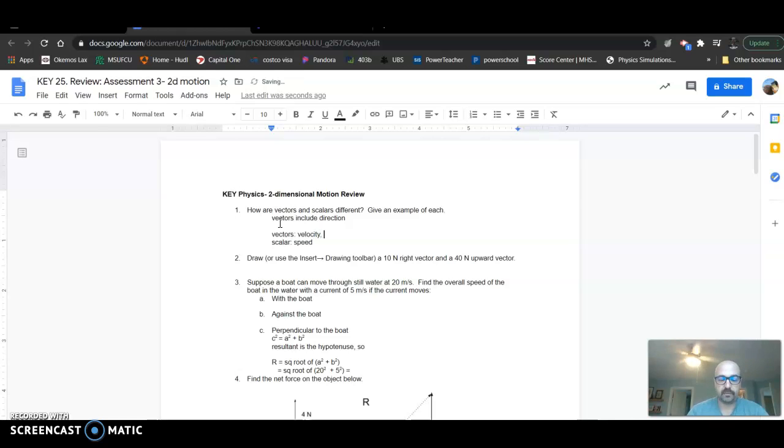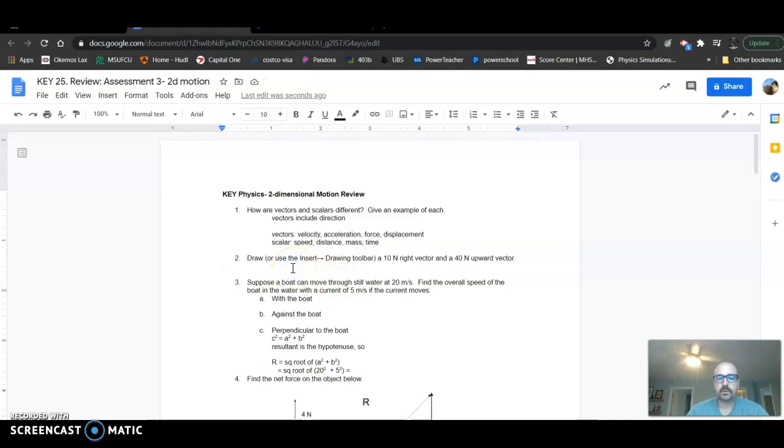Other vectors we have are acceleration, where direction matters, force, and displacement, which is the other one we've talked about. And then for scalars, distance is the scalar version of displacement. Other things like mass and time don't have direction associated with them. There are other ones, but that's a good little list right there.